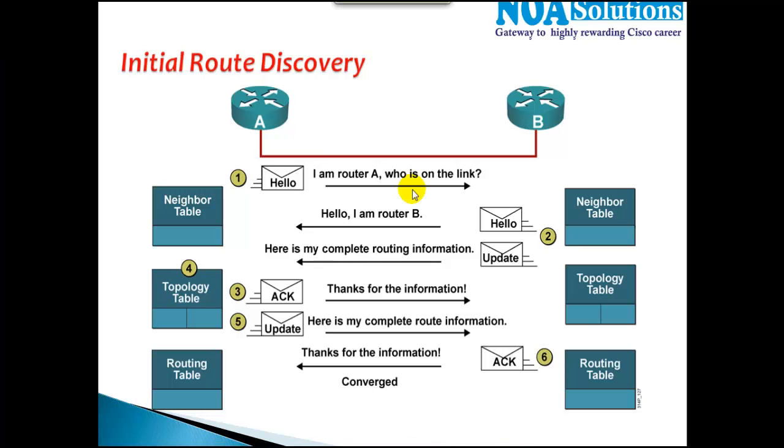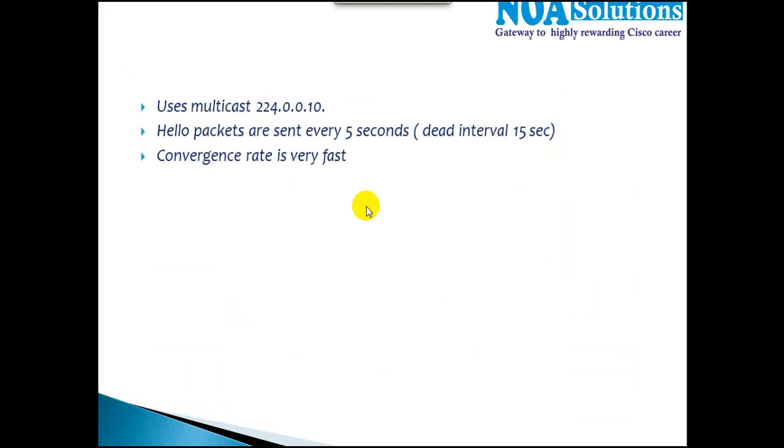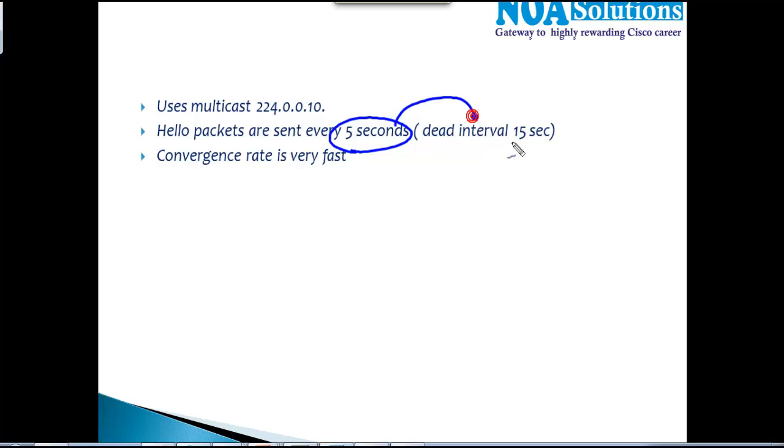So the convergence is much faster here. Why? Because by default it sends hello every 5 seconds and the dead time is 15 seconds, which is much faster than any other routing protocol, we can say. And 224.0.0.10 is the default multicast address reserved for EIGRP messages. So all the EIGRP routers listen on this particular address, 224.0.0.10.